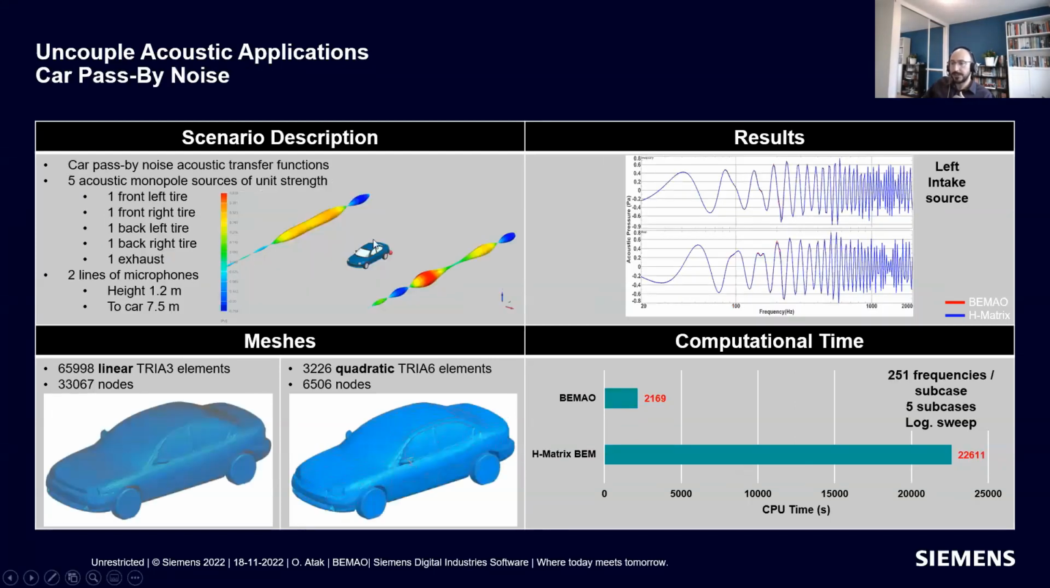Car pass-by noise. So again, a classical discretization of 32,000 nodes. This would be our discretization with curved elements and as large elements as possible, our BEMAO discretization. Here you see the results again, matching very well between H-matrix and BEMAO. 250 frequencies, 5 subcases, and you see between 22,000 seconds and 2,000 seconds, still a substantial improvement of BEMAO.